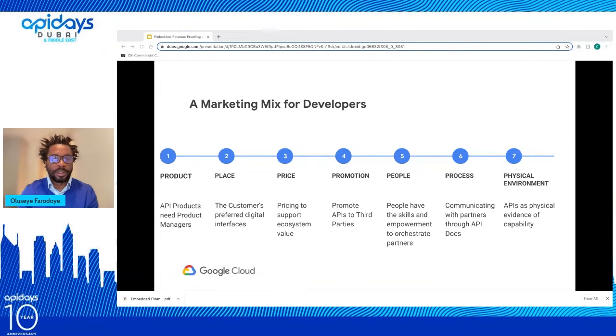The pricing needs to be supporting the ecosystem as a whole, and the customer's preferred digital interface becomes the place where you do business rather than a branch, and rather than your own physical app or your own physical website.